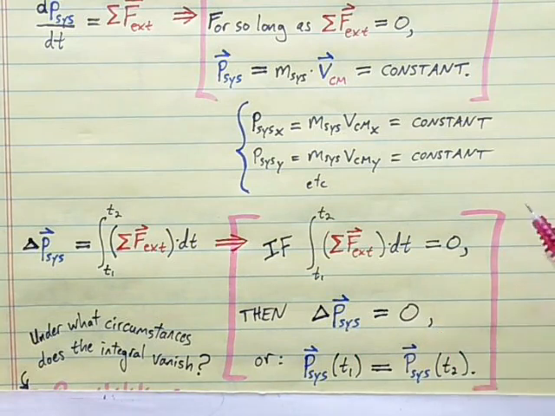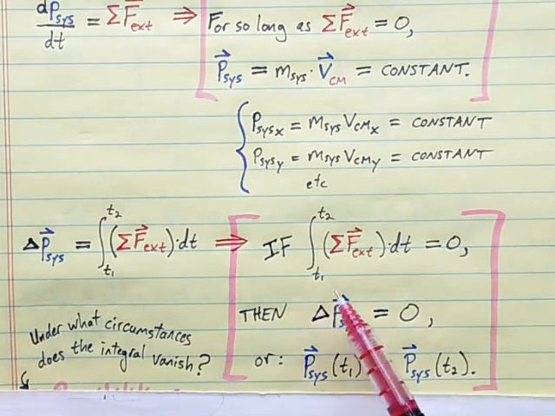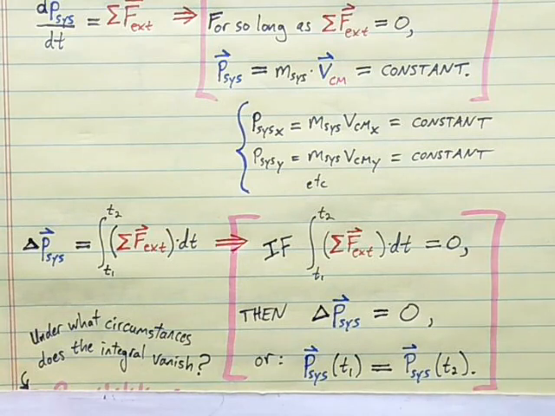Or more explicitly, the momentum of the system at the beginning of that time interval, T1, is equal to the momentum of the system at the end of the time interval. Its starting and ending values would be equal if this integral vanishes. So we would say that momentum had been conserved during this interval. It ended up at the same value at which it started.